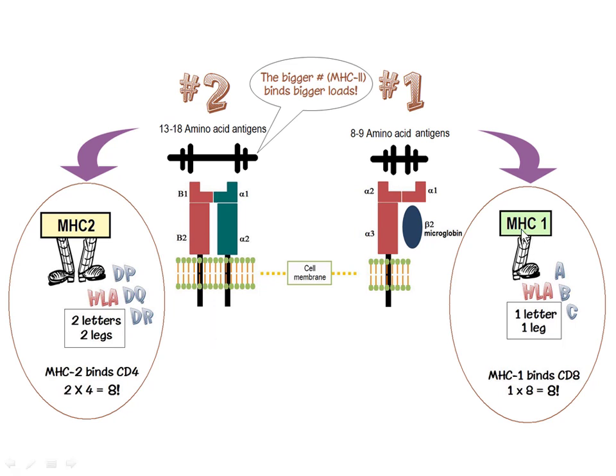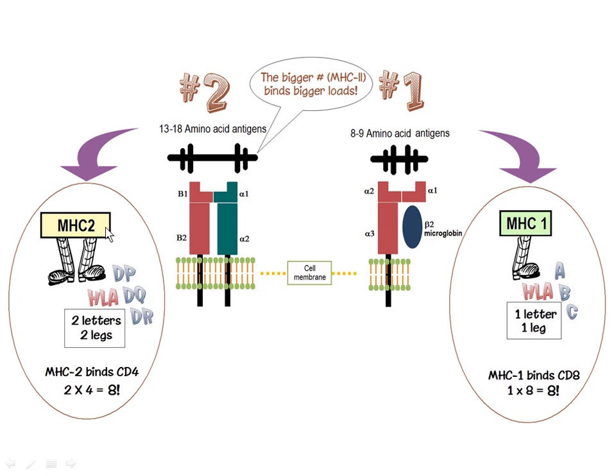The other mnemonic to remember, another association, is that MHC1 is associated with HLAs that have only one letter, such as HLA-A, B, and C. Whereas MHC2 is associated with HLAs that have two letters, such as HLA-DP, HLA-DQ, and HLA-DR.